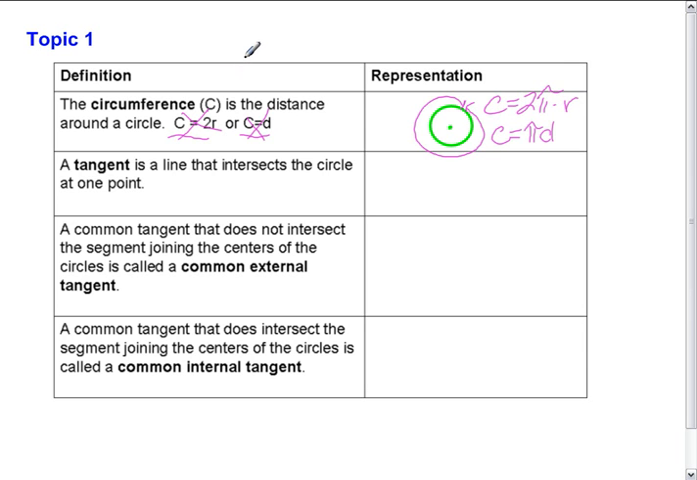Now the interesting analysis that you want to make here is a radius is halfway through the circle. 2 radiuses makes a diameter. So if we look here, 2r, two radiuses makes a diameter. So that's how that formula is related.